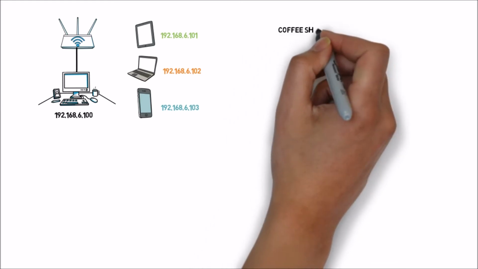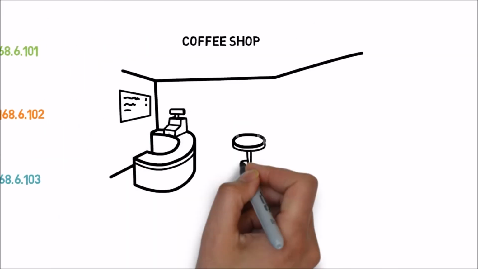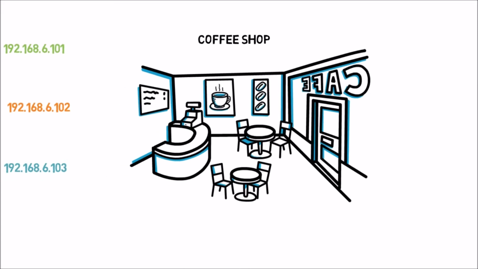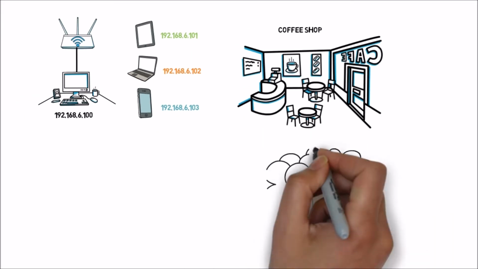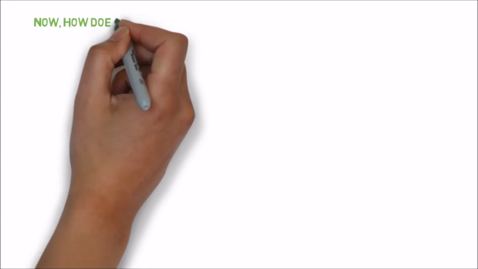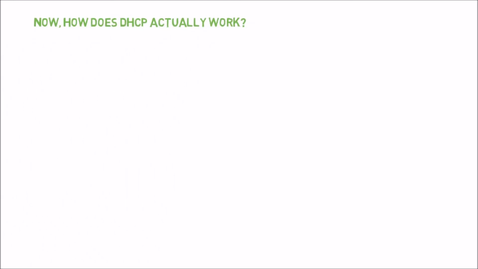How about if we have a coffee shop where you have many people every hour? It doesn't make sense, if they want access to the internet, to say, hey, Mr. Client number 23, do you want access? Give me your cell phone or your laptop. I'm going to configure it. It just doesn't work that way. It's not scalable. So now, how does DHCP actually work?